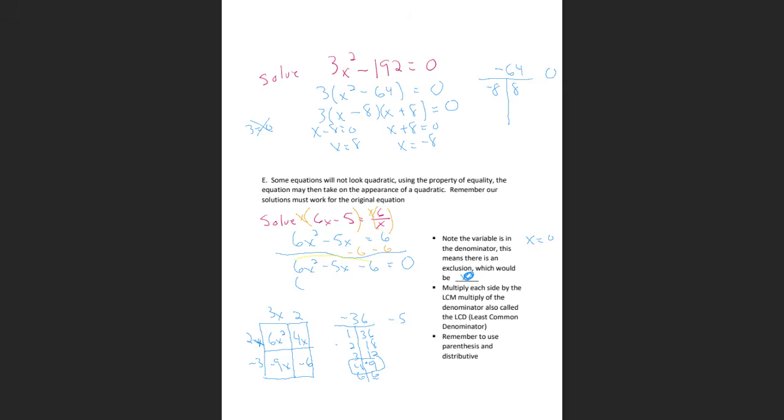So this factors into 3x plus 2 and 2x minus 3 is equal to 0. So now I just set each factor equal to 0.